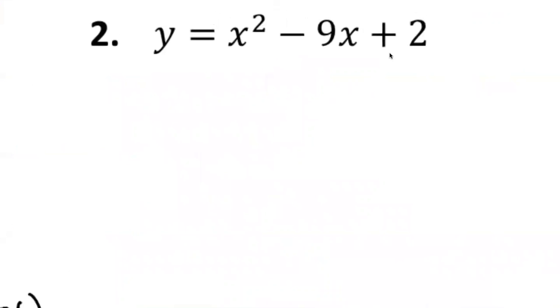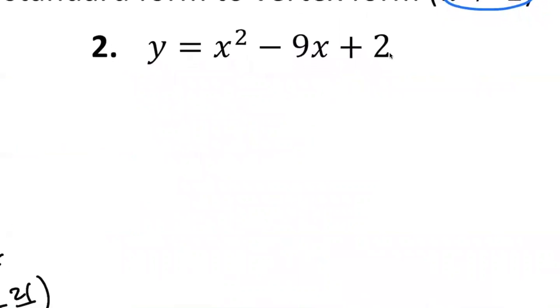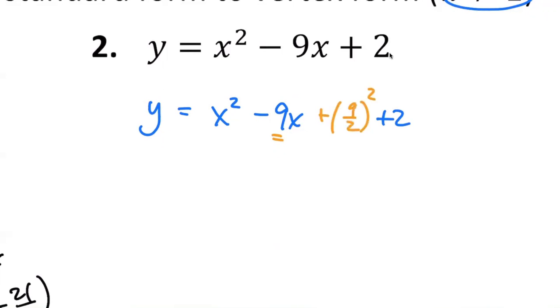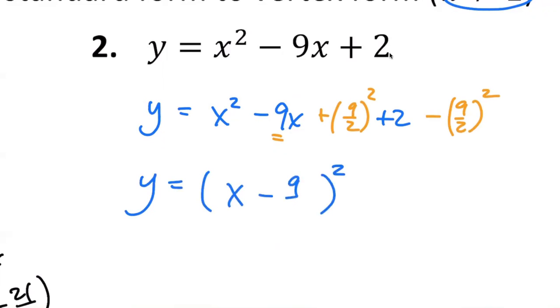Okay. Number 2, same deal. y is equal to x squared minus 9x, and then plus 2, scoot over. And then we will go ahead and divide this number by 2, which is 9 over 2. So we say, all right, plus 9 over 2 squared minus 9 over 2 squared. Nice and easy. All right, so then x minus 9 over 2 squared plus 2, and then minus, ooh, we need to do this, 81 over 4.